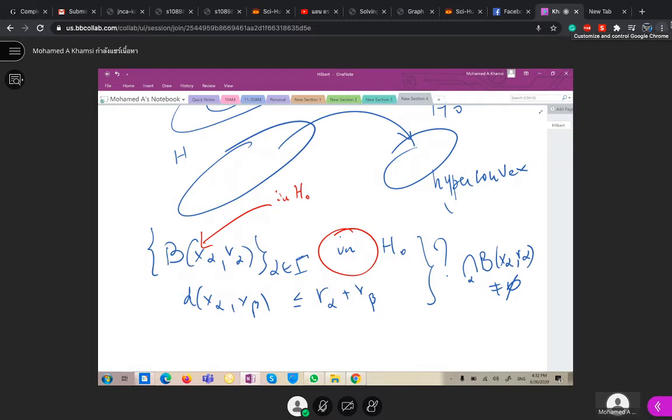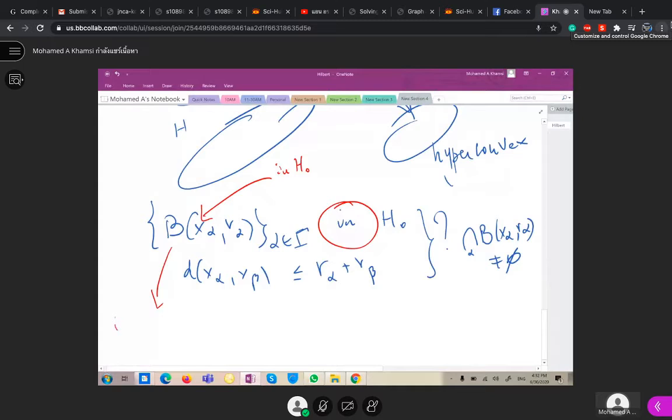They become bigger, of course. It's like looking at R3 and a hyperplane in R3. The balls in the hyperplane are flat, while the balls in R3 are really like basketballs. But the other ones are flat. So if I look at these balls now in H, then the intersection is not empty.